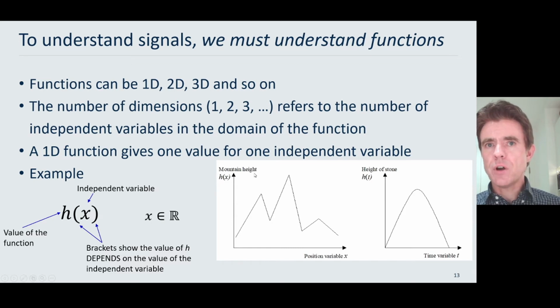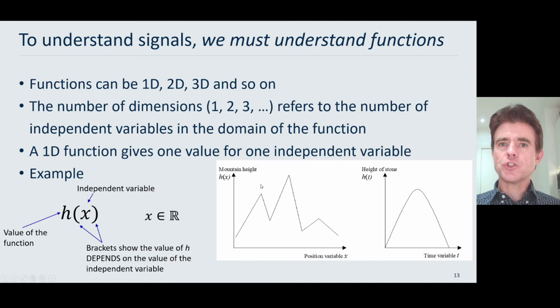We've got mountain height h as a function of the position variable x. Okay, so this is like tracing out the profile of a mountain, which gives us an example of a one-dimensional continuous function, height h as a function of position x, where x here is any real number, from minus infinity through to plus infinity.